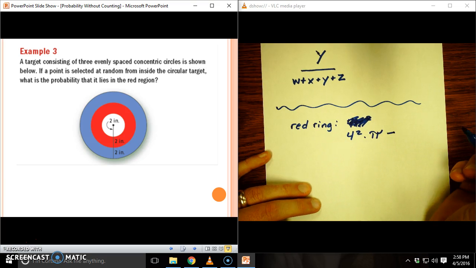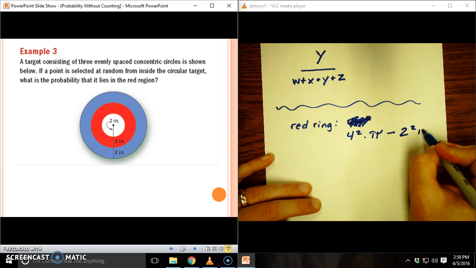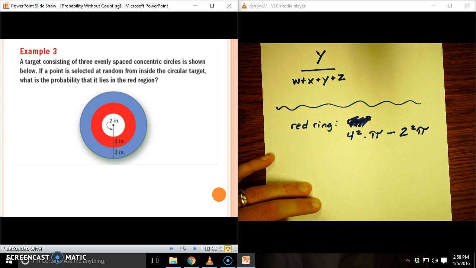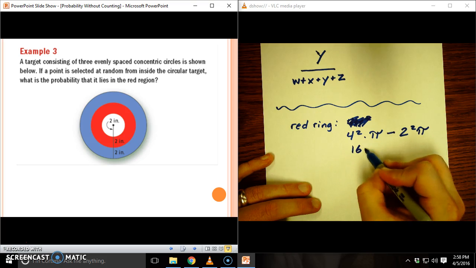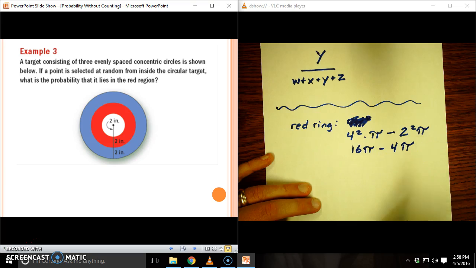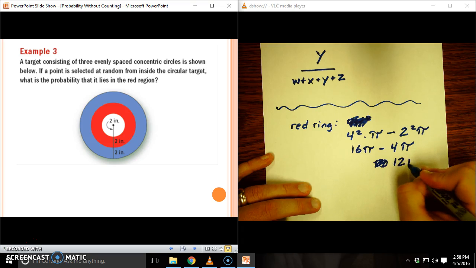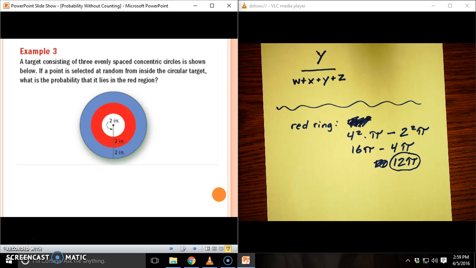minus the white circle, which is 2 squared times pi. And so that would be 16 pi minus 4 pi. And so the red ring is equal to 12 pi. That would be my event of interest. The red ring would be 12 pi.